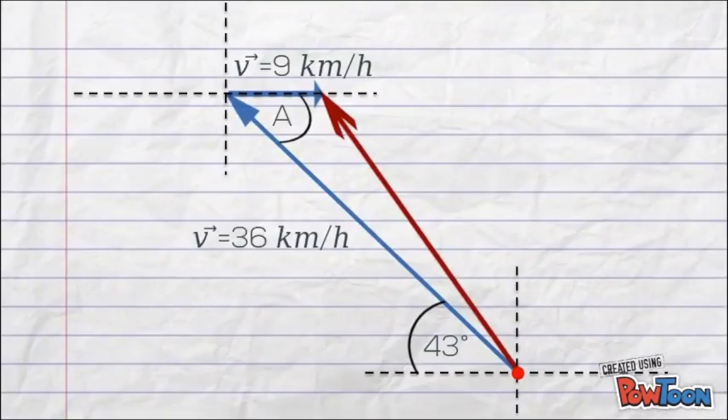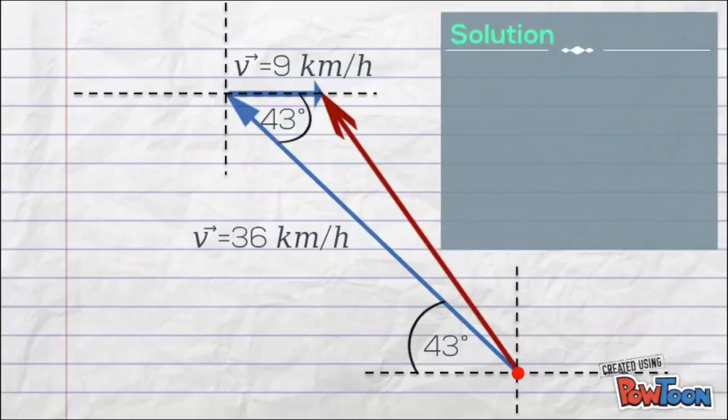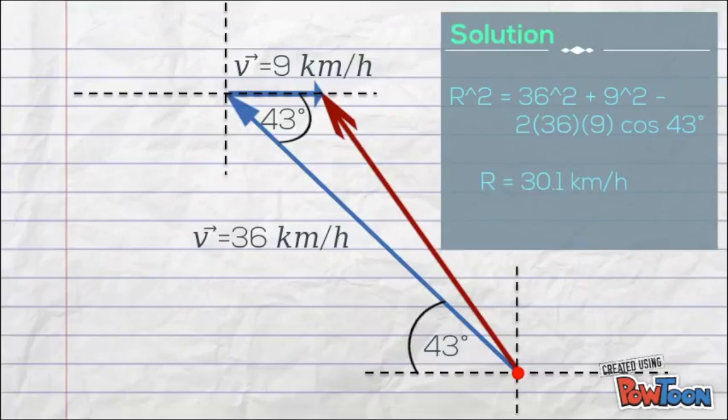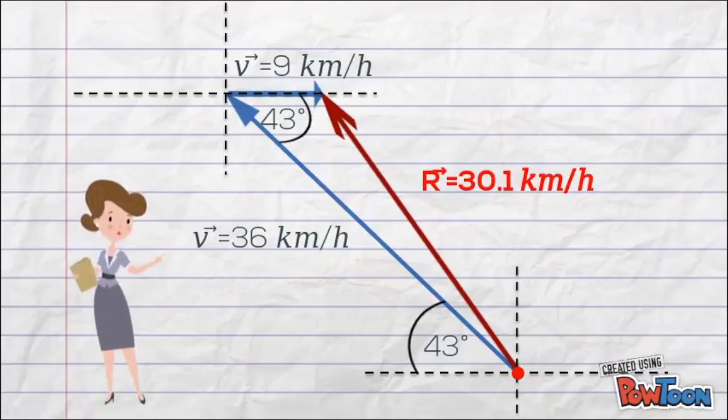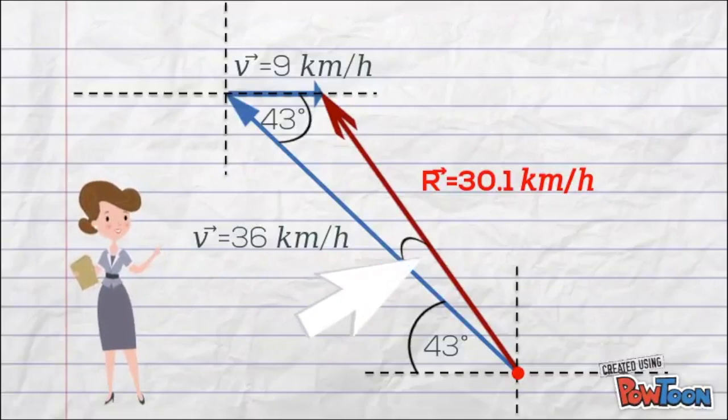We can use the alternate angle to find the angle A, which means A equals 43 degrees, and to find the magnitude of the resultant velocity, the law of cosine comes into play. The resultant velocity will be 30.1 km per hour. Now we have the magnitude, but what about the heading? The heading of the boat will be the true bearing of the resultant velocity, which means the heading of the boat is 313 degrees plus theta.